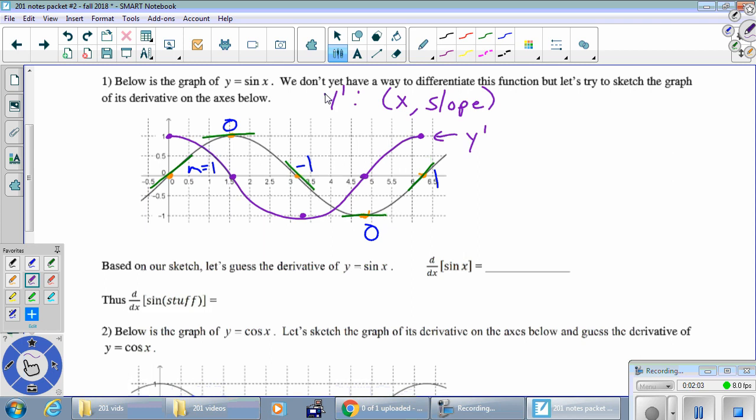Based on our sketch, let's guess the derivative of y equals sine of x. Well, my goodness, this sure looks an awful lot like the cosine graph. And it is surprising, but it is true. The derivative of sine of x is miraculously cosine of x. So then we can use the chain rule to do the derivative of sine of stuff. Sine of stuff becomes cosine of the stuff, but then the chain rule says multiply by the derivative of the stuff.